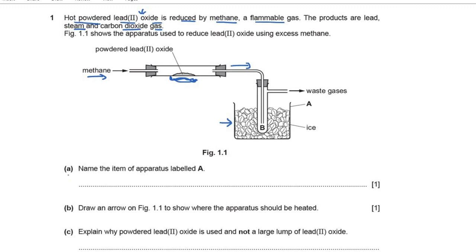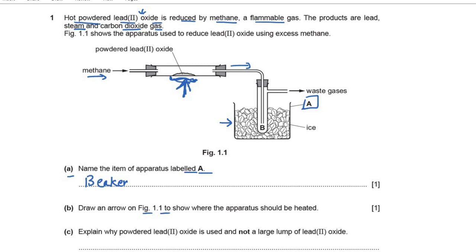So now sub question 1, part A, says name the item of the apparatus labeled A. Now A is labeled here, which is filled up with the ice, so we can label that as a beaker, because that's the beaker filled with ice. Draw an arrow on figure 1.1 to show where the apparatus should be heated. So it's the apparatus where it should be heated on the powdered lead oxide. So here we are drawing an arrow on the lead oxide, an arrow pointing upward towards the lead oxide. That's important, where the lead oxide is heated.